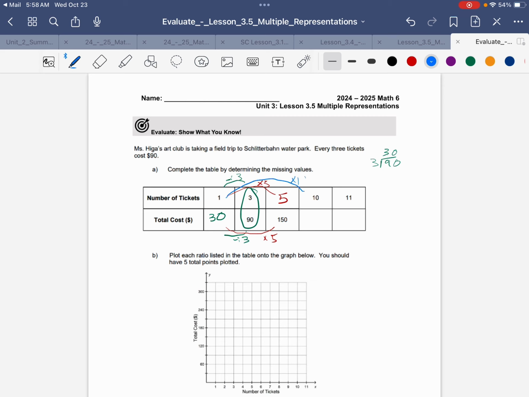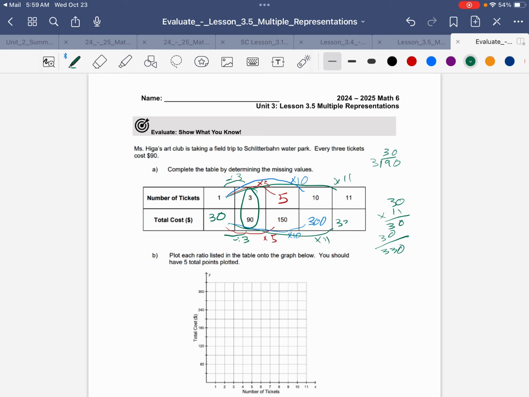And the last one would be times 11. Do the same thing, times 11. So, if you don't know it, guys, just work it out. 11. Okay, so this will be 0, 3, 0, 3, 330. All right, then you just graph them.